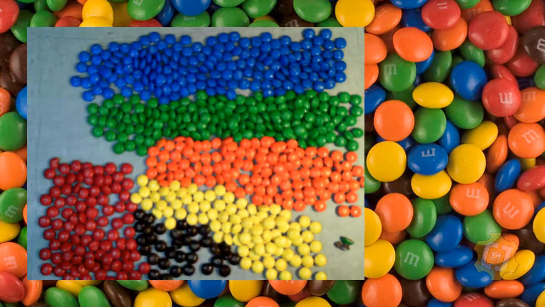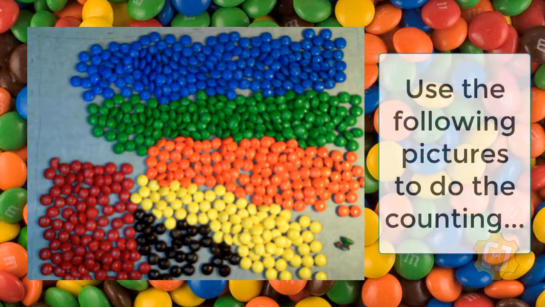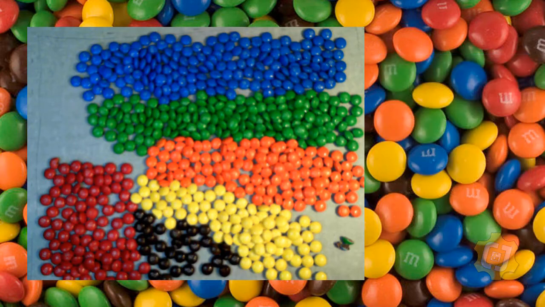So there we go. That's what it looks like, all sorted out into its component colors. We'll have some pictures in just a moment so that you can have a better chance of counting them. It's kind of a jumbled mess right now. But let's take a look at how many there are of each color now.